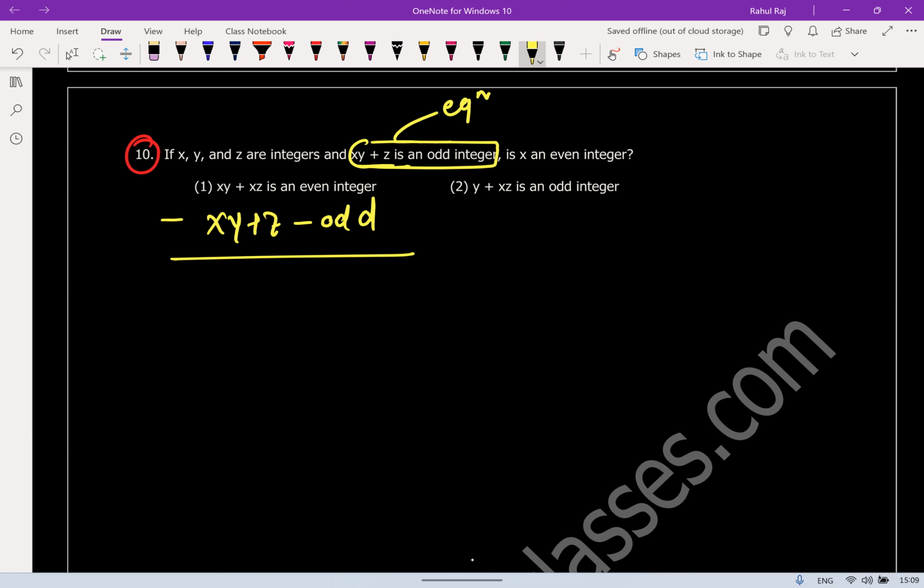Now I'm trying to solve this equation. So I'm subtracting it. xy gets cancelled. I'm left with xz minus z. Even minus odd is what? 3 minus 2, 1. That is odd. Am I right? Is this understood, what I have done? Bhaskar, is this clear?